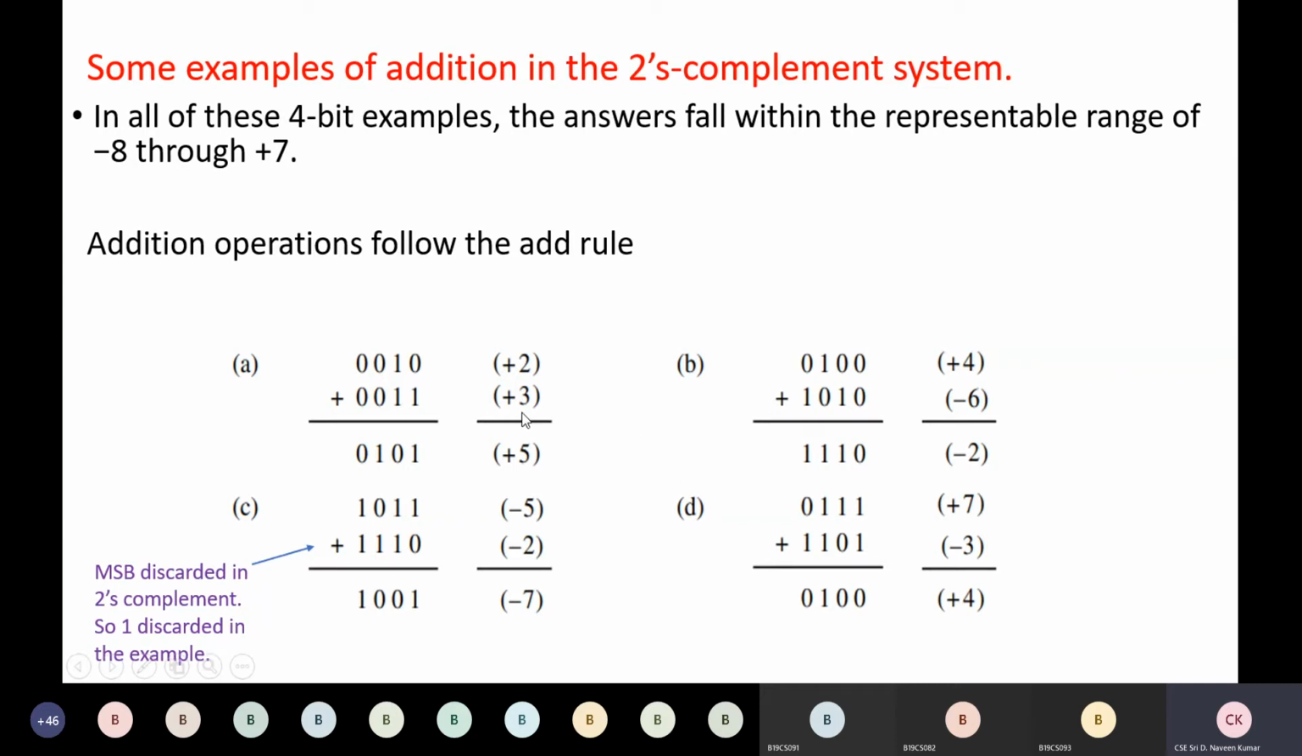Are these topics covered in any other subject? 2's complement. Has 2's complement been covered for you? Yes, sir. Okay, so you already know. In which subject was it covered? Digital electronics, which you have in the present semester. Yes, sir. Okay, okay.